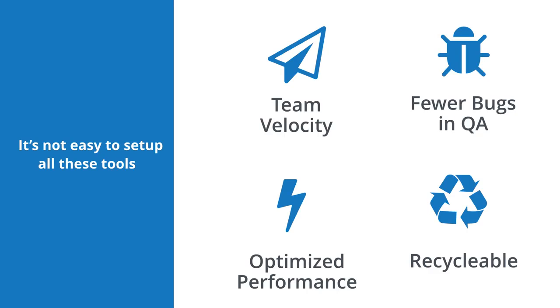So admittedly, it's not easy to set up all of these tools. There are a lot of pieces of the puzzle that come into place here, but it has some very, very significant benefits. Your team's velocity will increase. You will have fewer bugs make it into your QA server, so that's fewer bugs to fix and fewer bugs to find. It's difficult to push up code that isn't optimized because you're automating the compression of images and those kinds of things, so that you don't accidentally upload an image that should be compressed more.